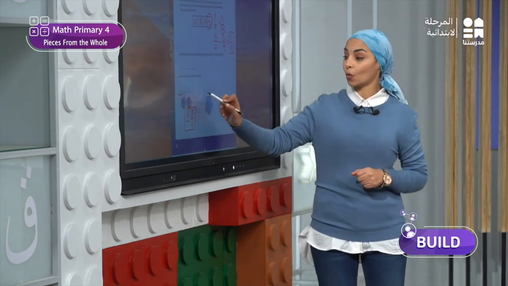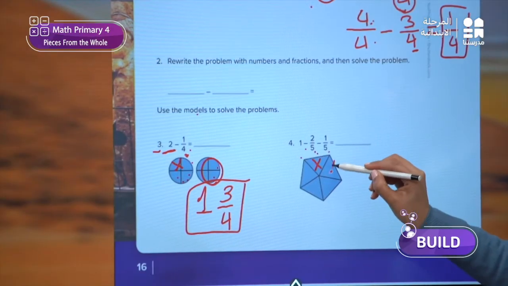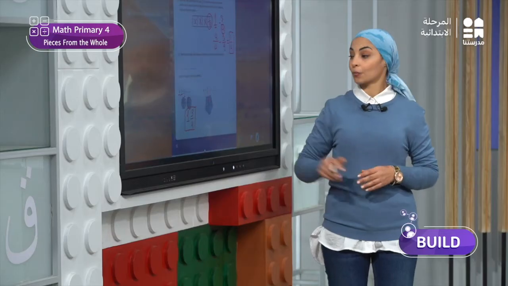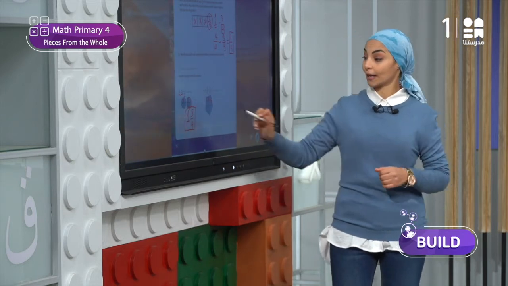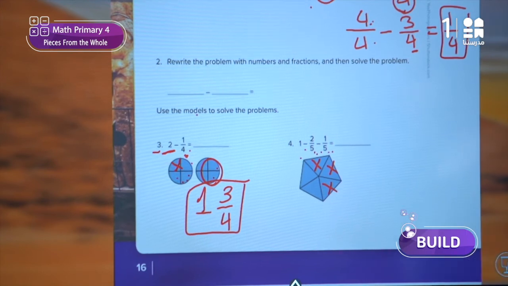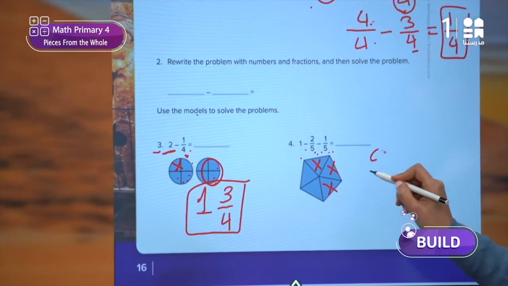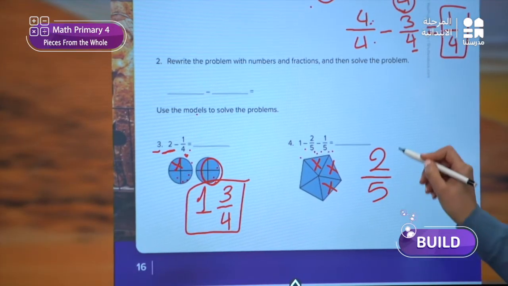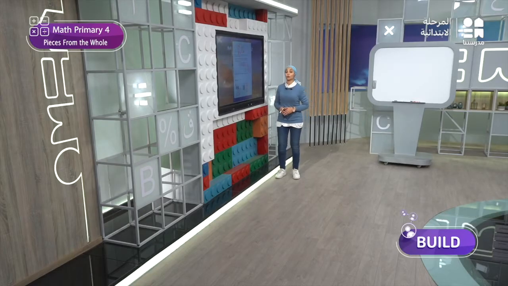I want to do 1 minus 2 over 5, so I will cross 2 parts out of 5. Then I want to do minus 1 over 5 too, so I will cross again 1 out of 5. So how many parts are left? Yes, of course, 2 over 5 is left and this is my answer. And now let's move to problem number 5 on page 17.